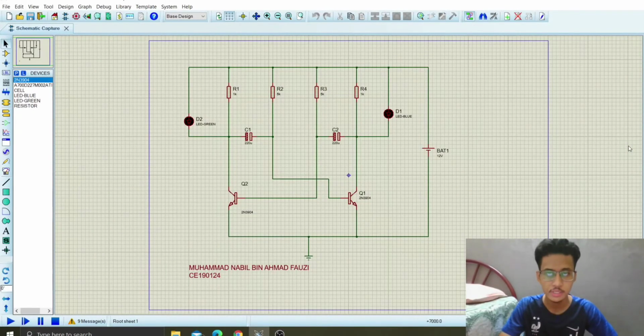Today I will present the simulation result on this schematic. Before I run the simulation, I would like to explain that we use 4 resistors here, with values of 1000, 5000, 5000 and 1000 respectively. The 2 capacitors have a value of 220 microfarad, and the 2 transistors are of type 2N3904. The 2 diodes are a green LED and a blue LED, and the battery voltage here is 12 volt. Now I'm going to run the simulation.